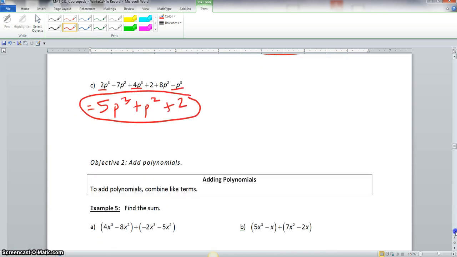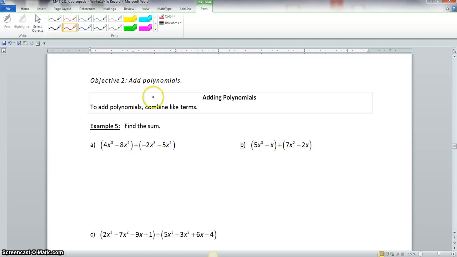Now, we scroll down here. It says add polynomials. To add polynomials, combine like terms. First thing we always do is look inside our parentheses to see if we can combine anything. We cannot. We look for exponents on the outside, and we look to see if anything is multiplied to our parentheses. We have none of those situations.